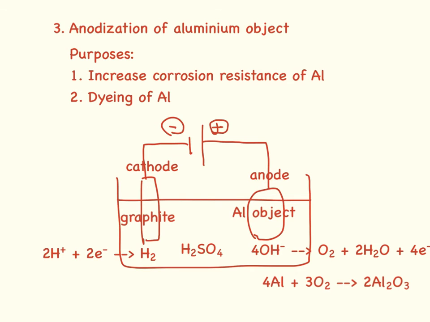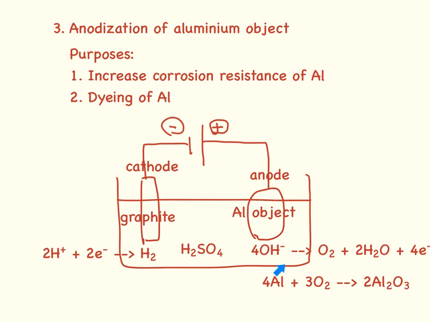The third application of electrolysis is the anodization of aluminum objects. The purpose of aluminum anodization is to increase the thickness of aluminum oxide on the surface of aluminum in order to increase the corrosion resistance of aluminum objects and also for the dyeing of aluminum.